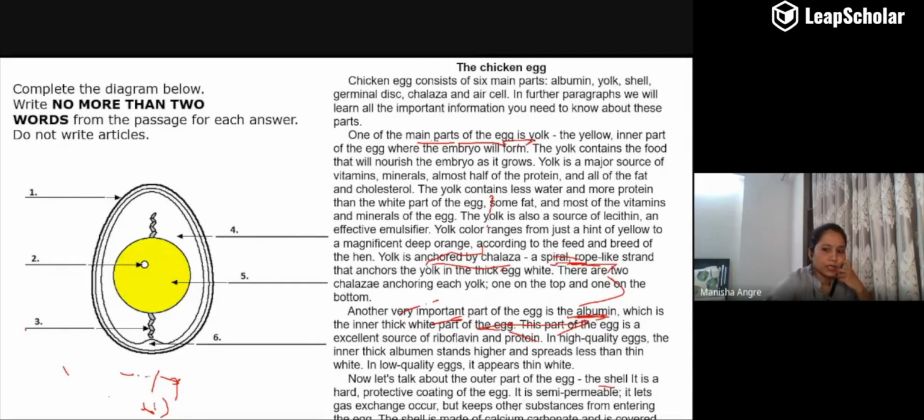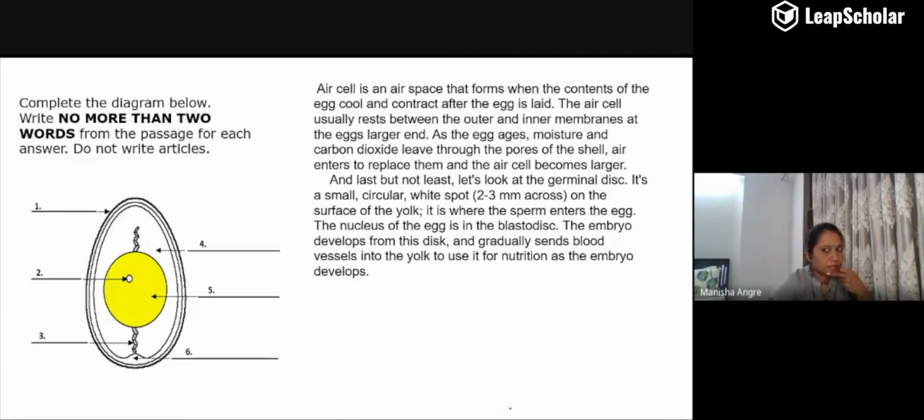Now what is remaining? Let's see. Yes, then you have the air cell, and you also have the germinal disc. So the germinal disc is which part? It's a small circular white spot. So number 2 is germinal disc. And the air cell, where is the air cell? The air cell usually rests between the outer and the inner membranes as the egg ages. So this is the air cell, number 6.